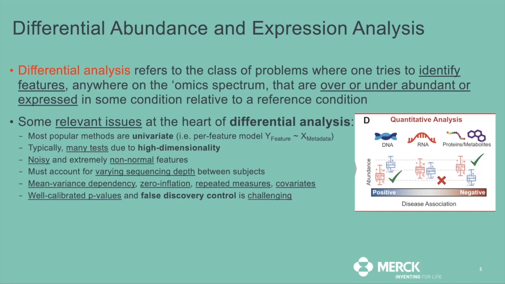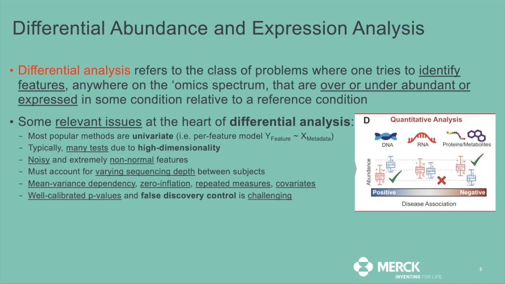Because this is a per feature approach, in statistical terms it's univariate. That means we are analyzing one feature at a time. Here the notation is y is my feature of interest, the typical regression setting y tilde x, where we are trying to regress y on the metadata x. In the simplest scenario, x is just the binary variable that you're interested in, but there is also an opportunity to include multiple covariates as well as repeated measures.